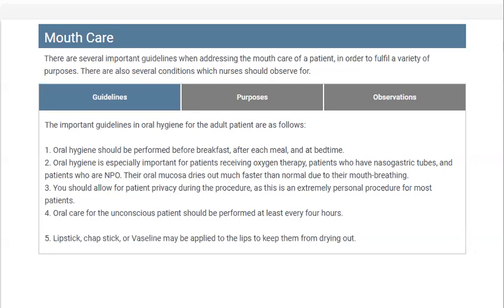2. Oral hygiene is especially important for patients receiving oxygen therapy, patients who have nasogastric tubes, and patients who are NPO. Their oral mucosa dries out much faster than normal due to their mouth breathing. 3. You should allow for patient privacy during the procedure, as this is an extremely personal procedure for most patients. 4. Oral care for the unconscious patient should be performed at least every 4 hours. 5. Lipstick, chapstick, or Vaseline may be applied to the lips to keep them from drying out.